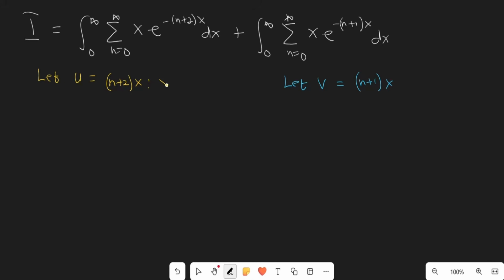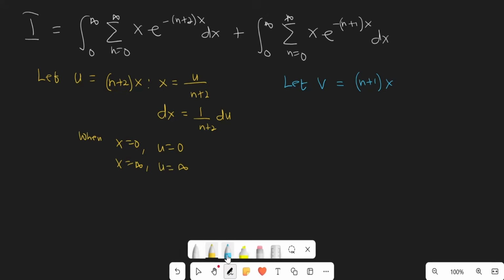Here it implies that x is going to be equal to u all over n plus 2. So when we do that, dx is going to be equal to 1 all over n plus 2 du. So in place of dx, I'm going to replace that with 1 all over n plus 2 du. What about the change in limits? When x is equal to 0, the lower limit, u is going to be equal to 0. And when x is equal to infinity, the upper limit, u is going to be infinity as well, because this is positive.